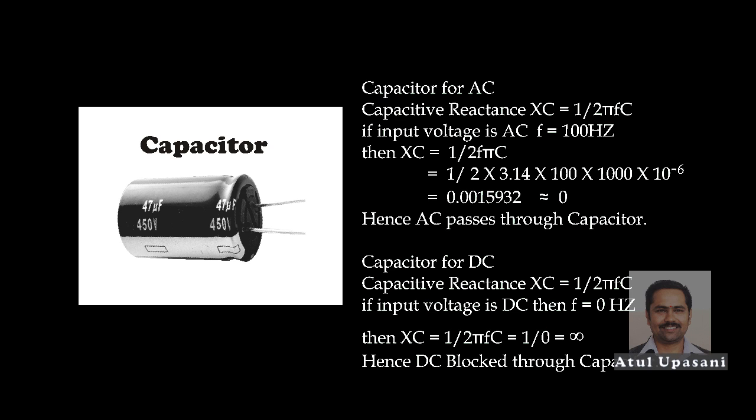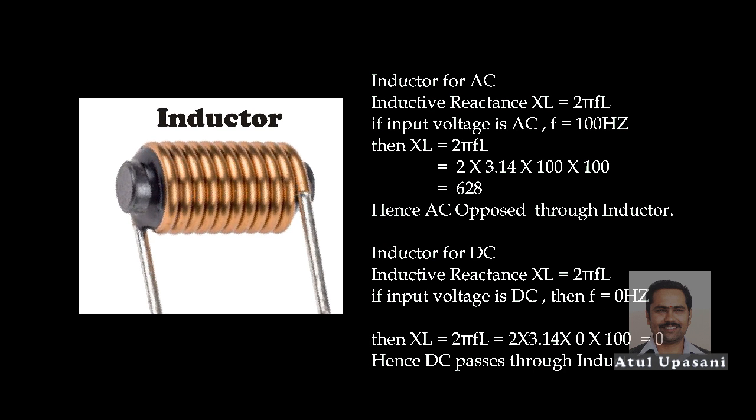We can say this. Now the second component is the inductor. The inductive reactance, that is the opposition offered by the inductance, is given by XL equal to 2 pi f into L.